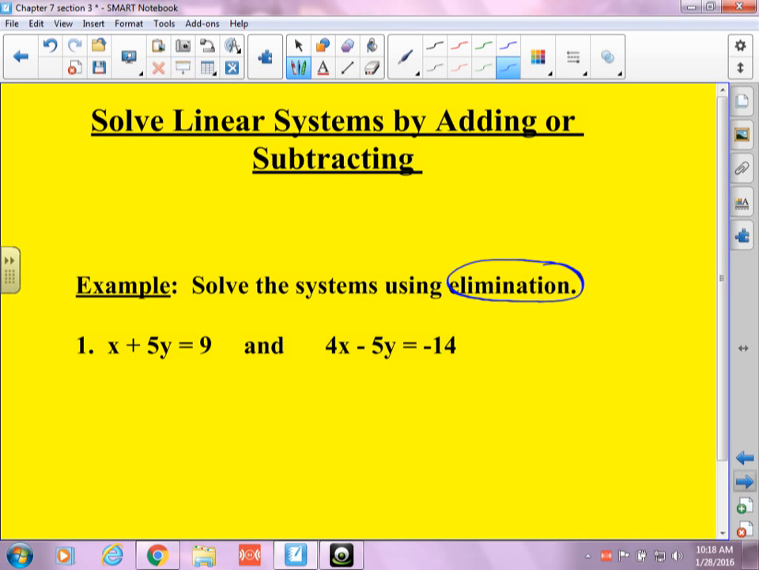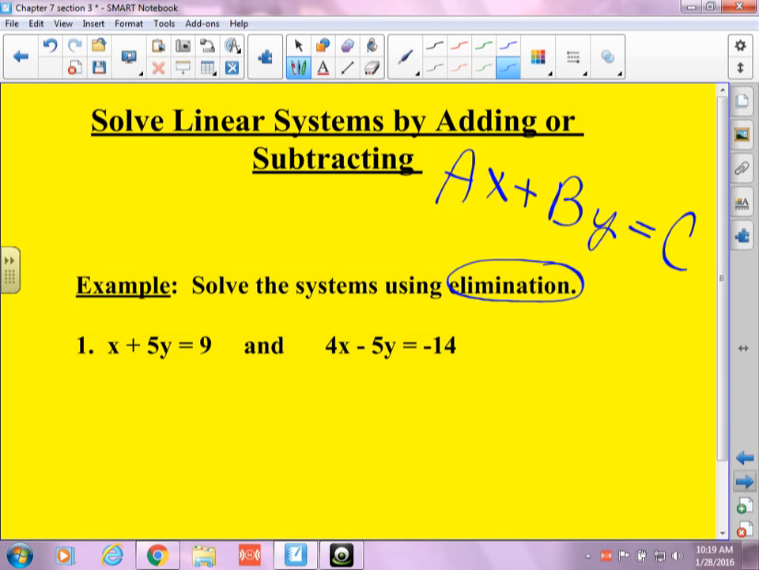The key to using elimination is you need things in standard form. So you need it in the form ax plus by equals c. It must be in that form first. Okay? So if you look at the first equation, is it in standard form? Yes. I've got x and then y and then the equals and then the 9. Is the second equation in standard form? Yes. I've got an x, I've got a y, I've got an equals, and I've got a number. So they're both in standard form.